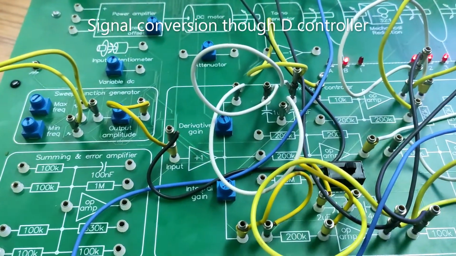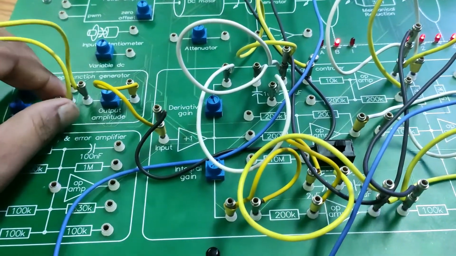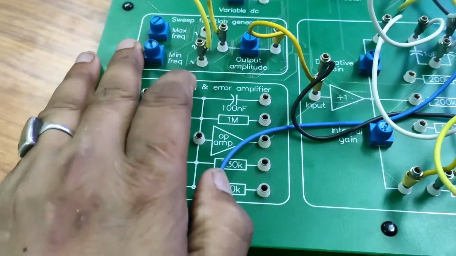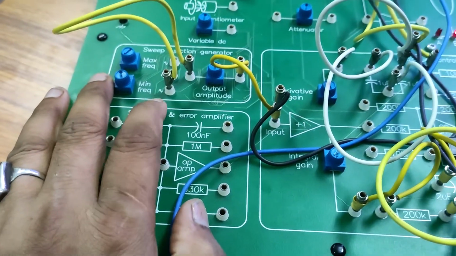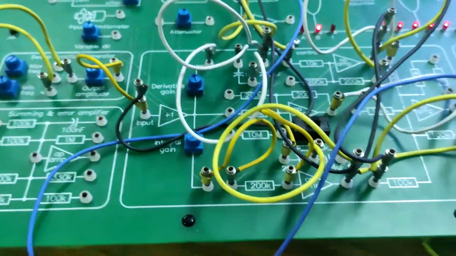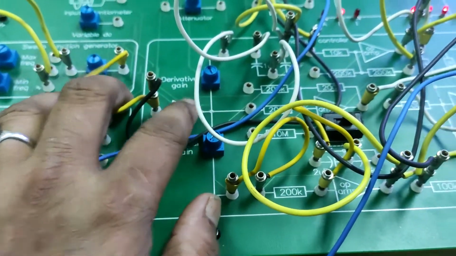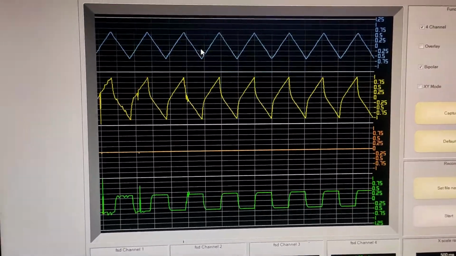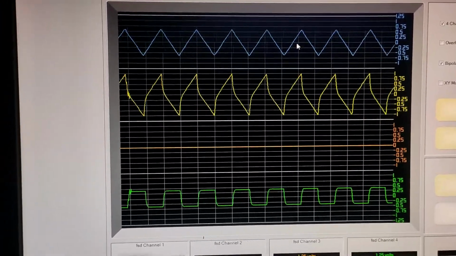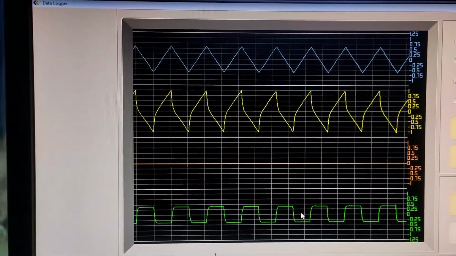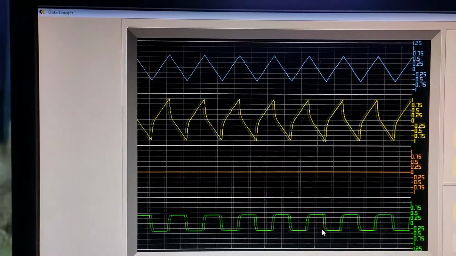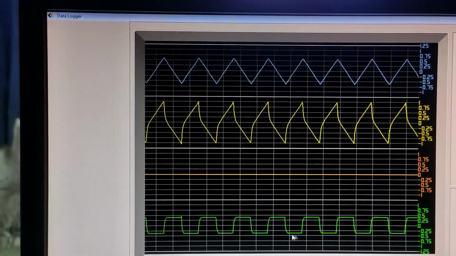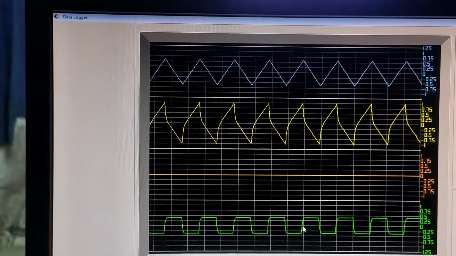Here I am going to demonstrate the derivative signal of a particular input signal. Say we are giving a triangular wave, and then it goes through a derivative controller. So it will go like this. This is the input you are giving, a triangular wave, and this is the square wave through the derivative controller, the derivative of the triangular wave. So you can understand it like this.